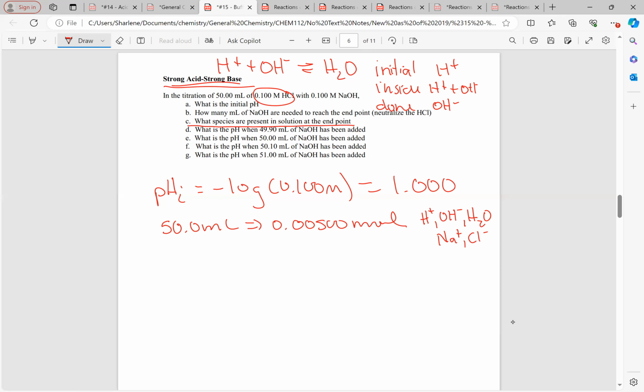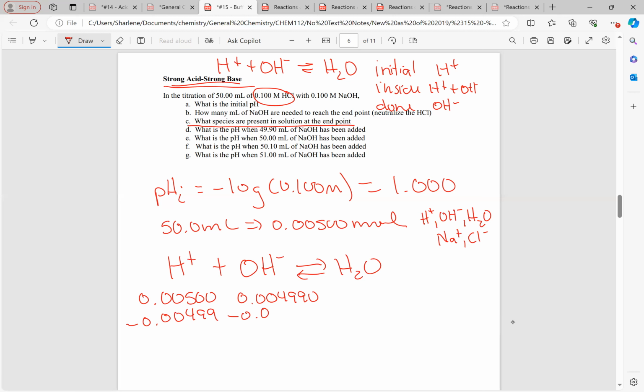What is the pH when 49.9 milliliters has been added? Well, what is the equation inside the titration? It's protons plus hydroxides. So 0.00500 minus 0.004990. Do I have enough acid to sop up all the base? Yes. 4 zeros for the answer. 1, 2, 3, 4, 1. Yep.